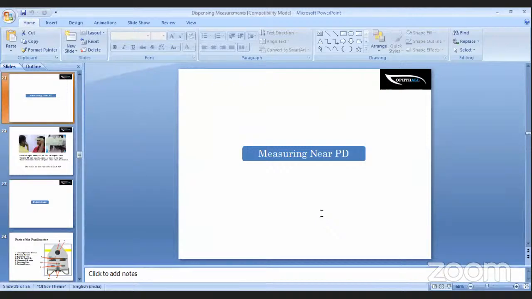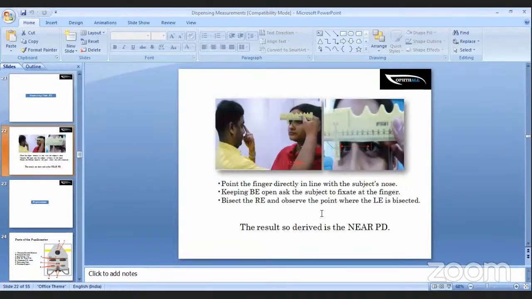Now, measuring near PD. Measuring near PD is quite simple. Just ask the patient to look at the center of your nose. Ask the patient to keep both eyes open and fixate at your nose. Bisect the right eye and observe the point where the left eye is bisected on the scale. The result will be the near PD.